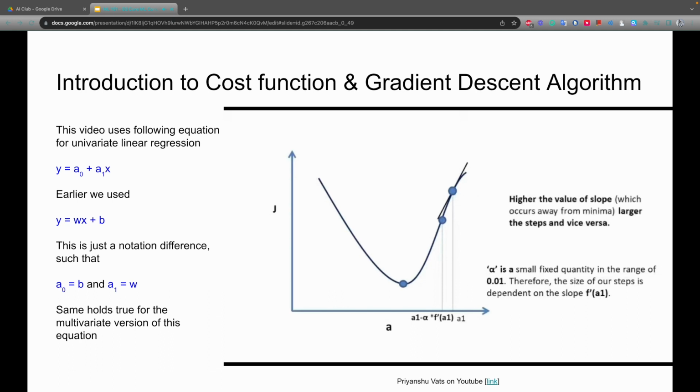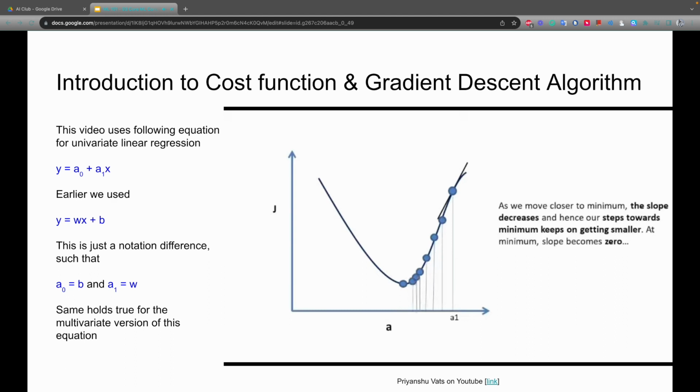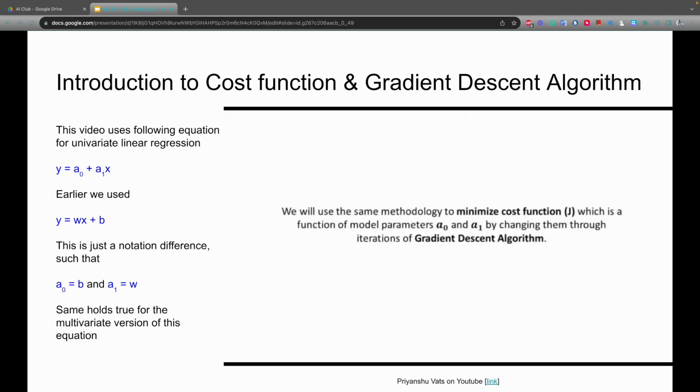Higher the value of slope, which occurs away from the minima, larger the steps and vice versa. As we move closer to the minimum, the slope decreases and hence our steps toward the minimum keep on getting smaller. At the minimum, slope becomes 0. These iterations of the gradient descent algorithm can run in thousands or tens of thousands depending on the nature of the function, our learning rate, and of course where we start from, even in this case. We will use the same methodology to minimize the cost function, which is a function of model parameters a0 and a1, by changing them through iterations of the gradient descent algorithm.